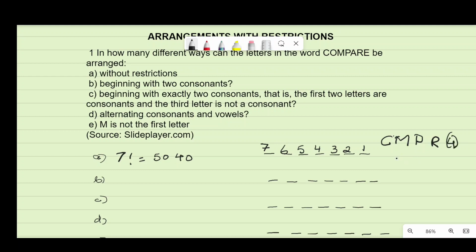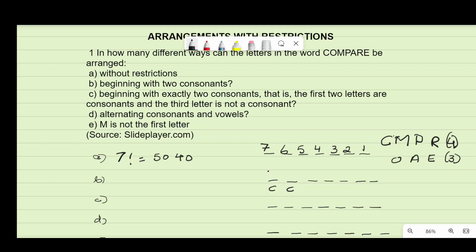So there are 4 letters that are consonants. How many vowels are there? O, A, and E. So the total number of letters is 7. Out of the 7, 4 are consonants and 3 are vowels. Now we have to arrange beginning with 2 consonants. So the first 2 letters must be consonants, that is the restriction. For the remaining, we have no restriction. It can be any of the vowels or consonants. But the first 2 must be consonants.